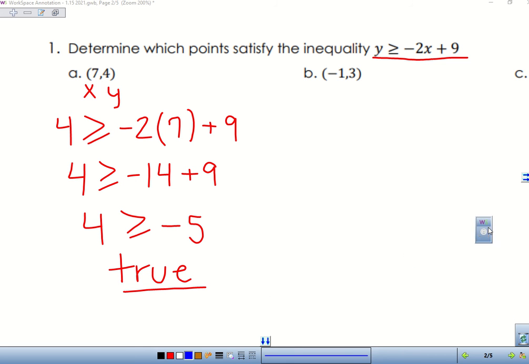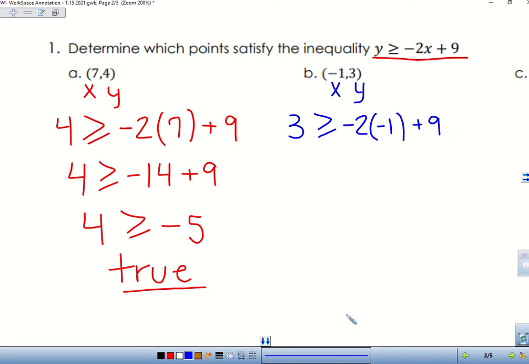So let's try the next one. So for this one, we're going to be plugging in for x and y. That's going to be 3 is greater than or equal to negative 2 times negative 1 plus 9. That's 3 is greater than or equal to 2 plus 9. 3 is greater than or equal to 11. Is that true or false? False. Good, that one's false.